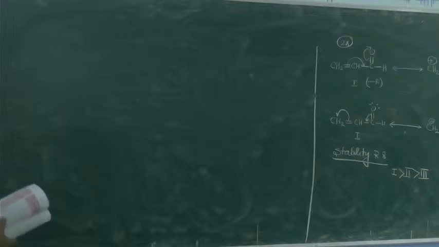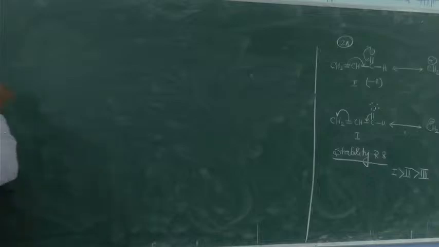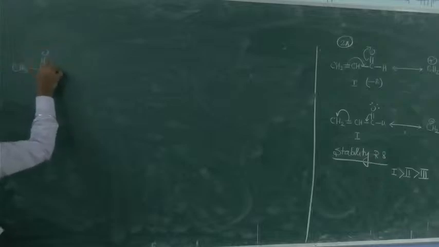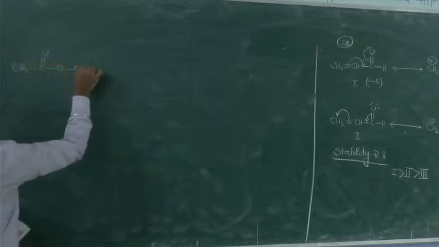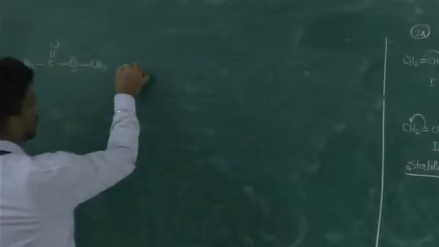Next example. So predict the stability of, or you have to say the stability of resonating structures for the given molecule CH3 C double bond O, O, CH3. Is it clear? Yes.